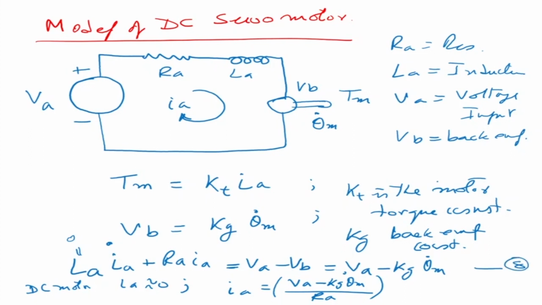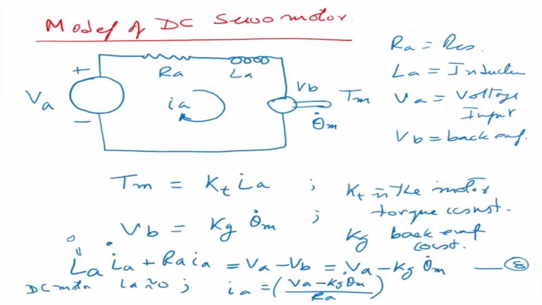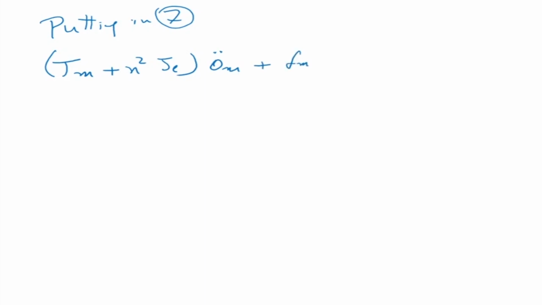Now putting in 7, if you remember what was 7, equation 7 was this equation in terms of tau A, right? So this was my motor torque. So I know what is my motor torque, so I put this equation into motor torque, and what equation we get is, putting in 7, we get (Jm plus n squared JL) theta m double dot plus (Fm plus n squared FL) into theta m dot is equal to KT, the motor constant.